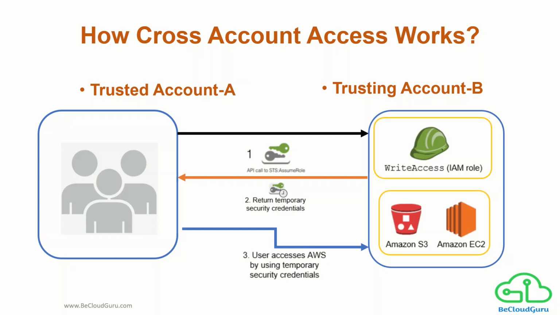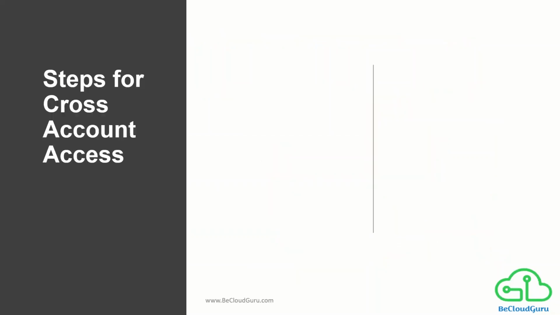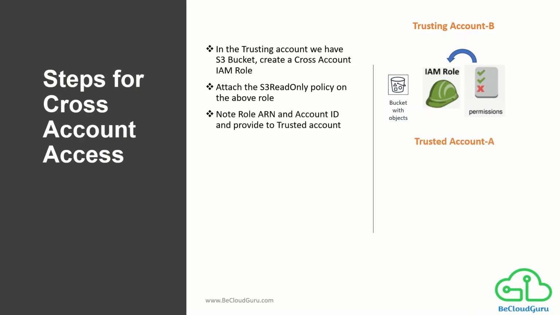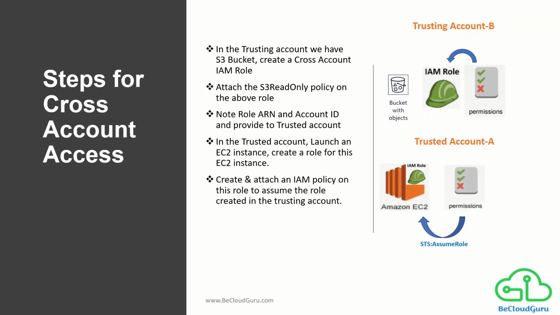So what happens when we have EC2 instances rather than users in the same scenario? Let's see what the steps are to configure this when we have EC2 instances instead of users for our cross account access. We already have a trusting account B. In the trusting account, we already have an S3 bucket, and for it we already created a cross account IAM role. An S3 read-only policy has already been attached to the role, which will provide read-only access to the S3 bucket. The role ARN and account ID have already been given to the trusted account. Now in the trusted account, we will launch an EC2 instance, create a role for this EC2 instance, and attach an IAM policy to this role to assume the role which was created in the trusting account.